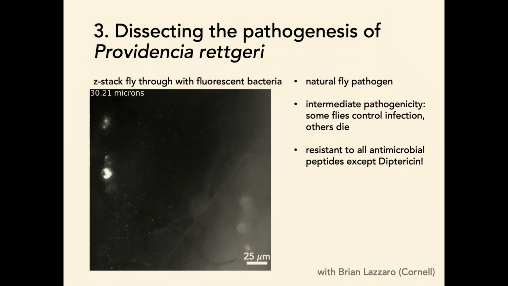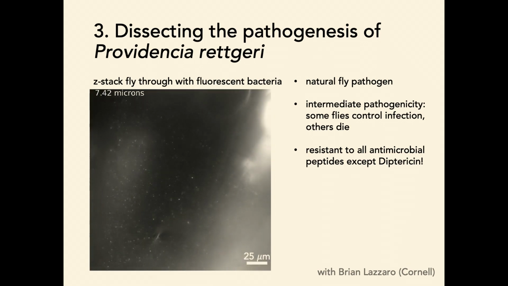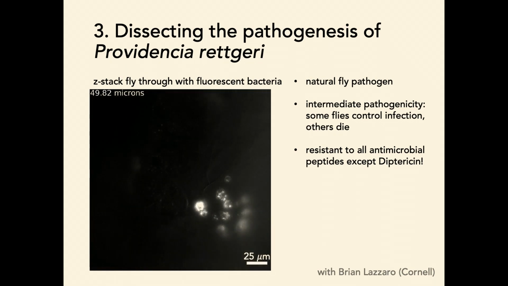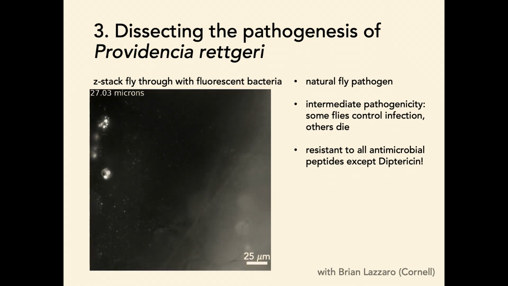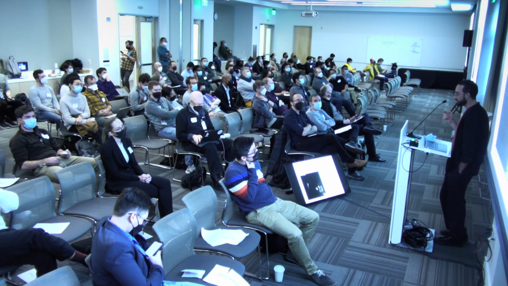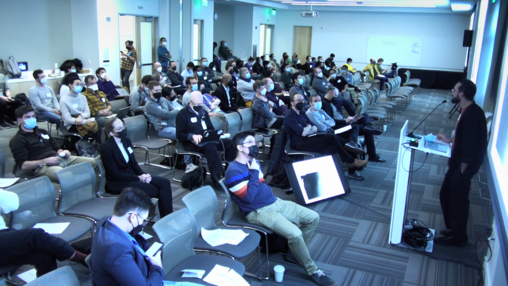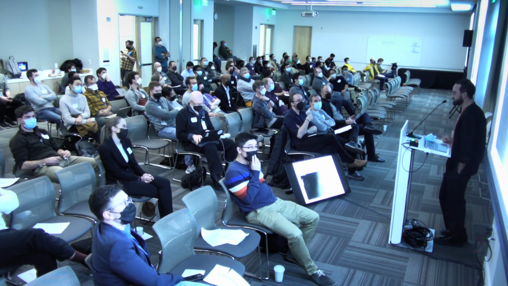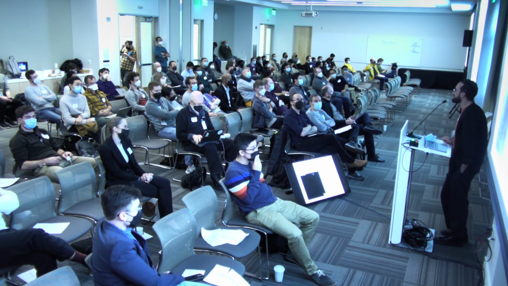So other interesting things about this bacteria and why we want to study them is that, for one, they cause a sort of intermediate level of pathogenicity in that some flies survive this infection and control the bacterial population, and other ones die. And it's not entirely clear what drives this, but it has to do with something about the initial activation of the immune system. And more about that, the fly has about 20 antimicrobial peptides that it uses to combat systemic infection, but rettgeri seems to be resistant to all of them except one, this one diptericin that I showed you earlier.